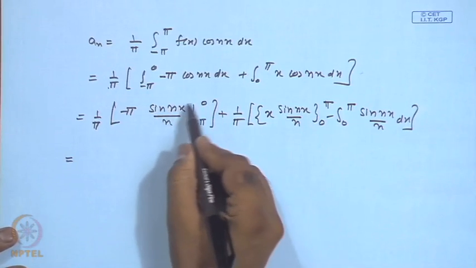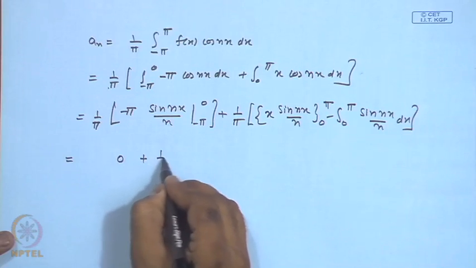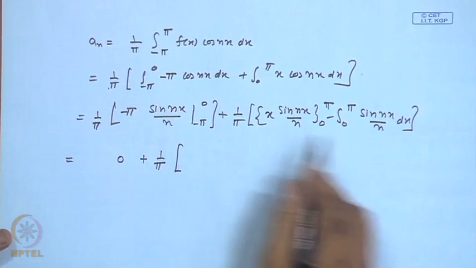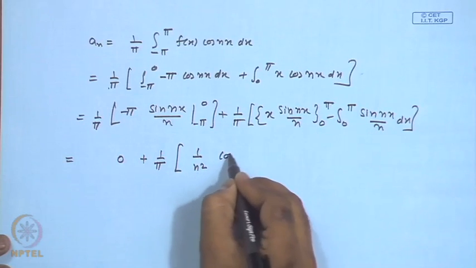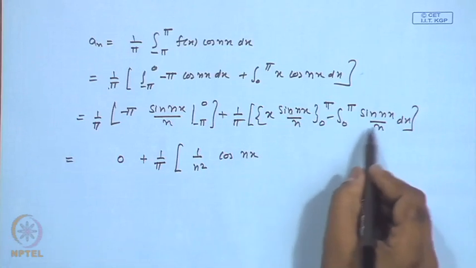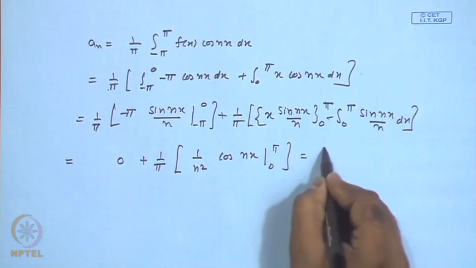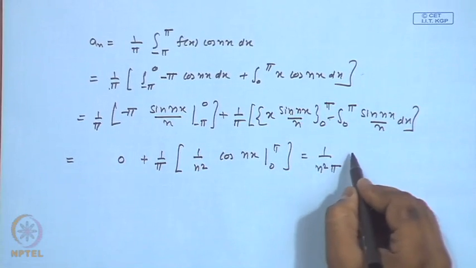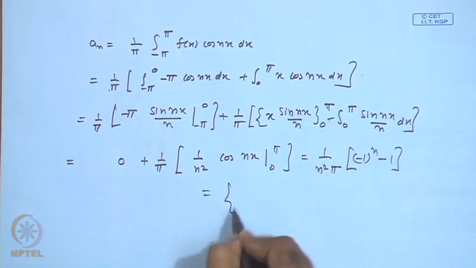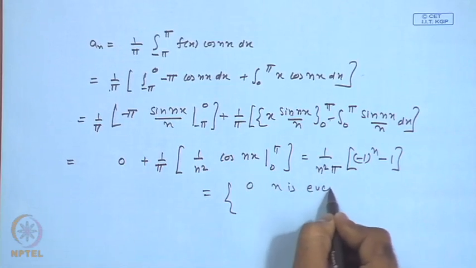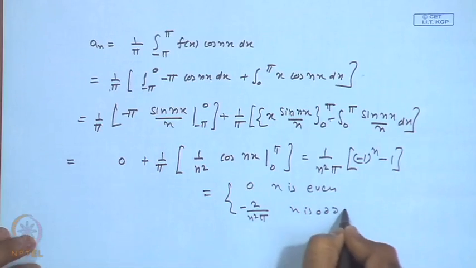So, here when we put 0, sin 0 is 0, and sin of minus pi is also 0. So, this is 0, and then we have 1 over pi. Here again we have this term 0, and we will get 1 over n square and cos n x. This minus will be plus, and we have 0 to pi. So, we have 1 over n square pi, and then cos n pi, that is minus 1 to the n, minus 1. So, this is 0 when n is even, and minus 2 over n square pi if n is odd.